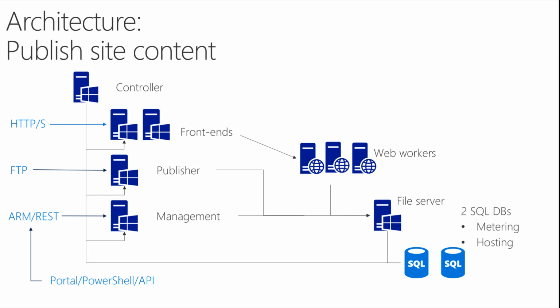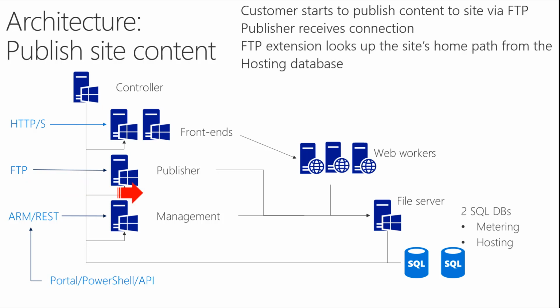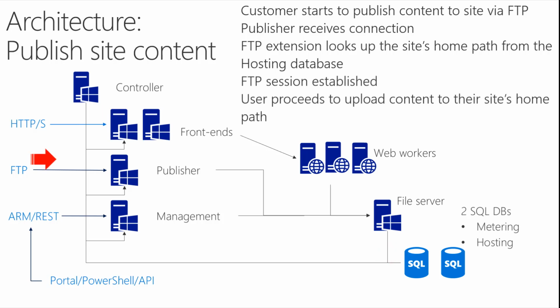Next, we can publish site content. In order to do that, we can use an FTP server. So the customer starts to publish the content to the site via FTP. The publisher receives the connection. And then the FTP extension looks up the site's home path from the hosting database. Finally, the FTP session will be established, and then the user will proceed to upload the content to their site's home path.